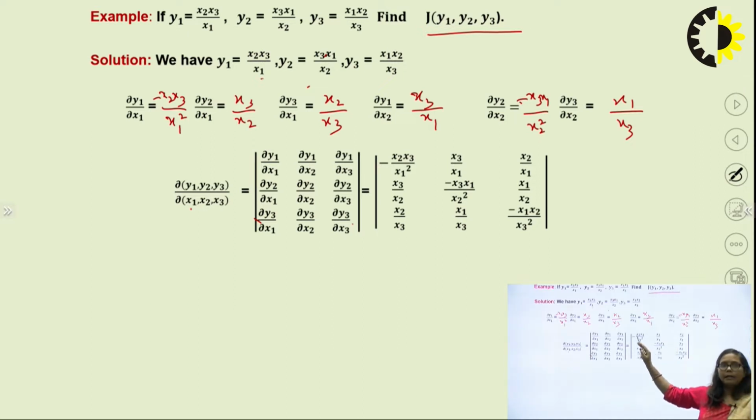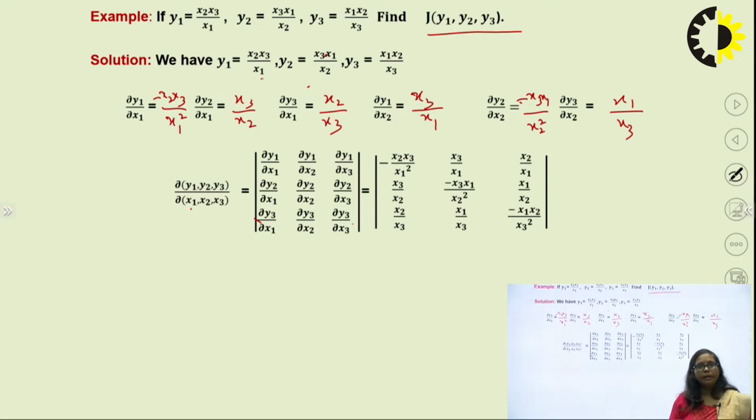So this is minus x2 x3 by x1 square, x3 by x1, x2 by x1, x3 by x2, minus x3 x1 by x2 square, x1 by x2, and x2 by x3, x1 by x3, minus x1 x2 by x3 square. Now we need to solve this determinant. So how do we solve it?